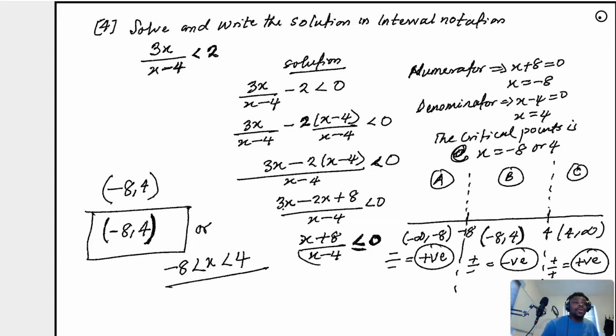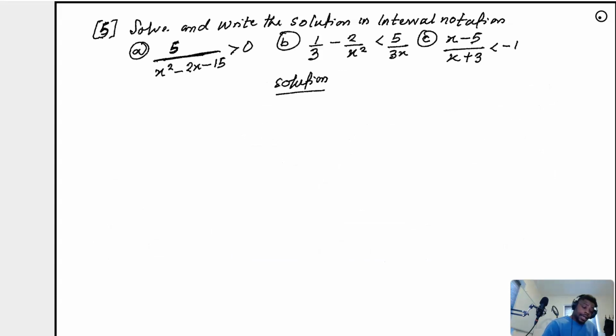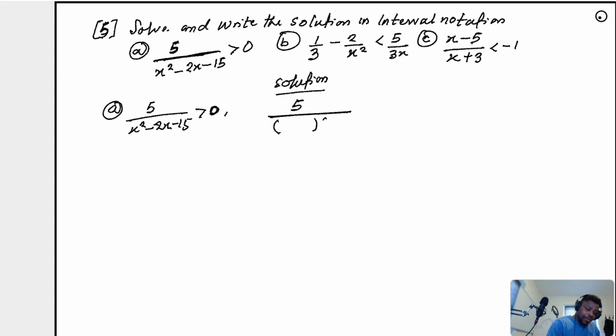Easy. Let's take one more question. Now, let's take question 5. The first one, A: 5 divided by x squared minus 2x minus 15 greater than 0. Here, first step is that the right-hand side must be 0, and our right-hand side is 0, which is good. So 5 over, for the denominator, we can factorize, okay? x minus 5, x plus 3.